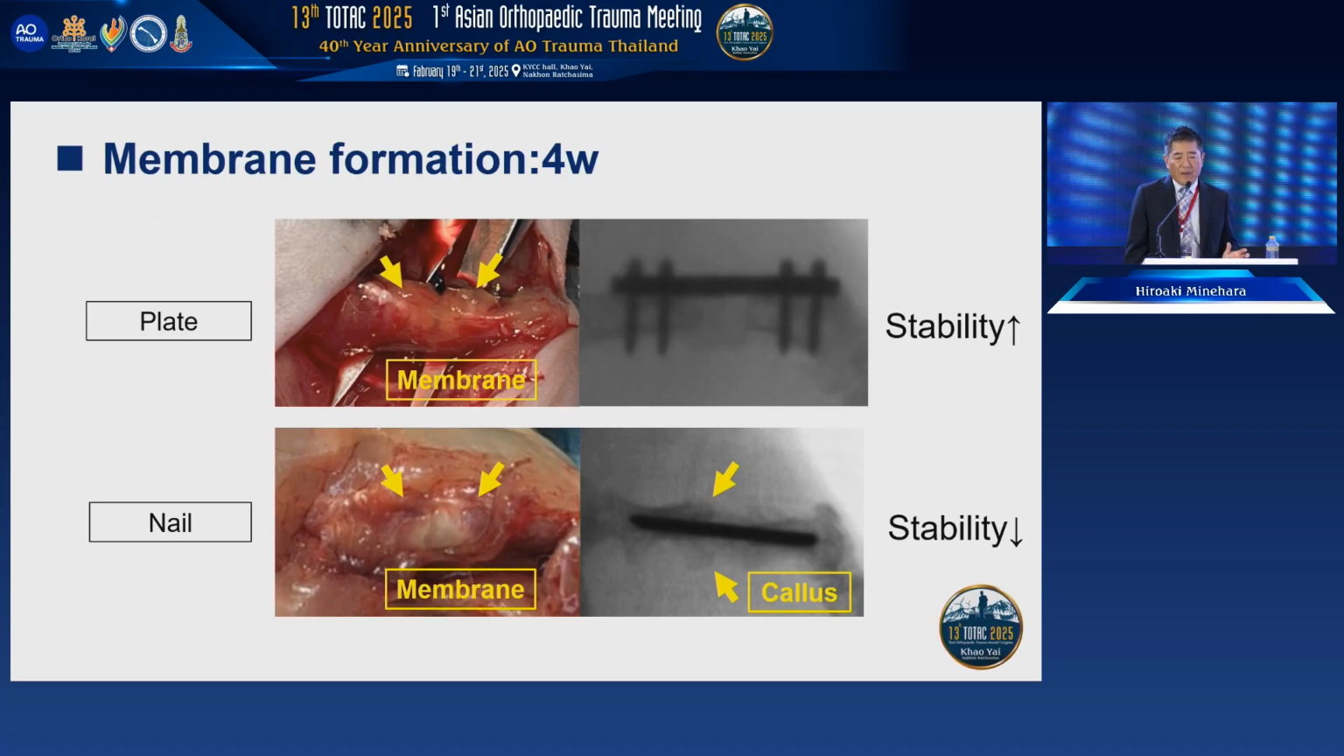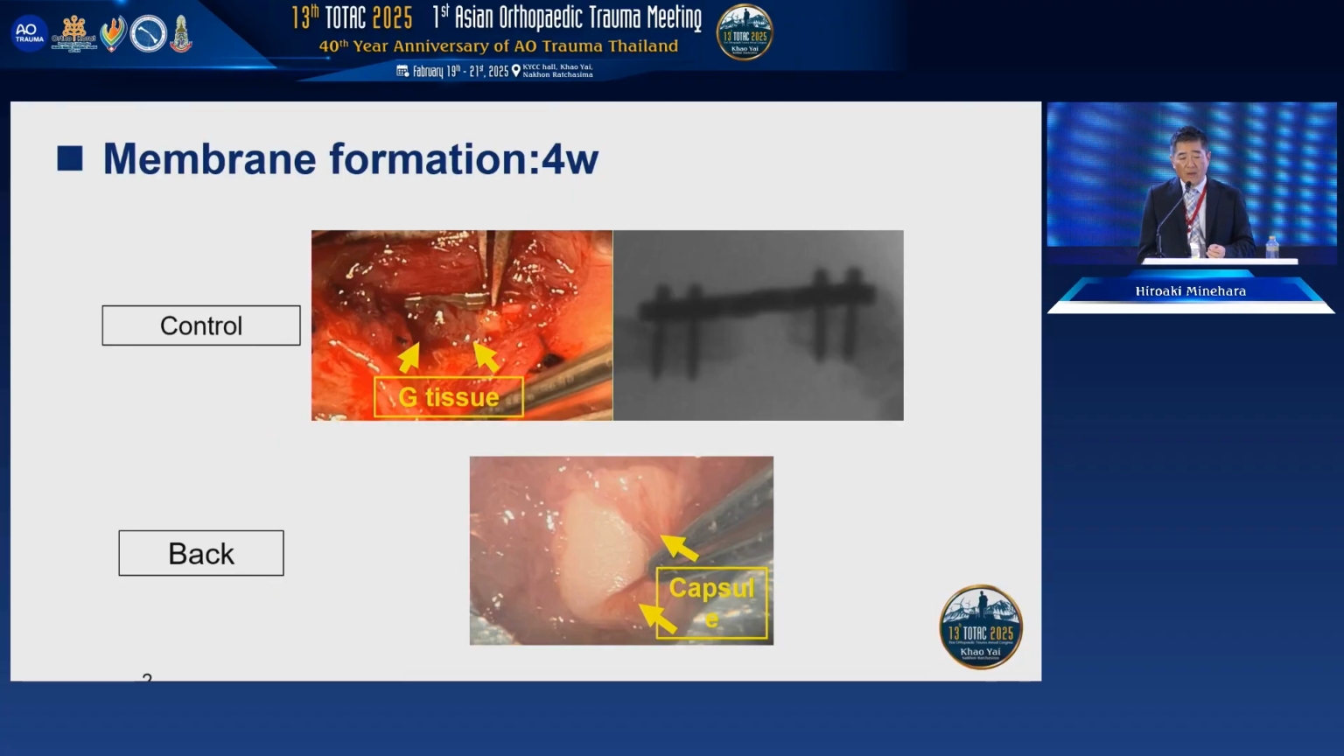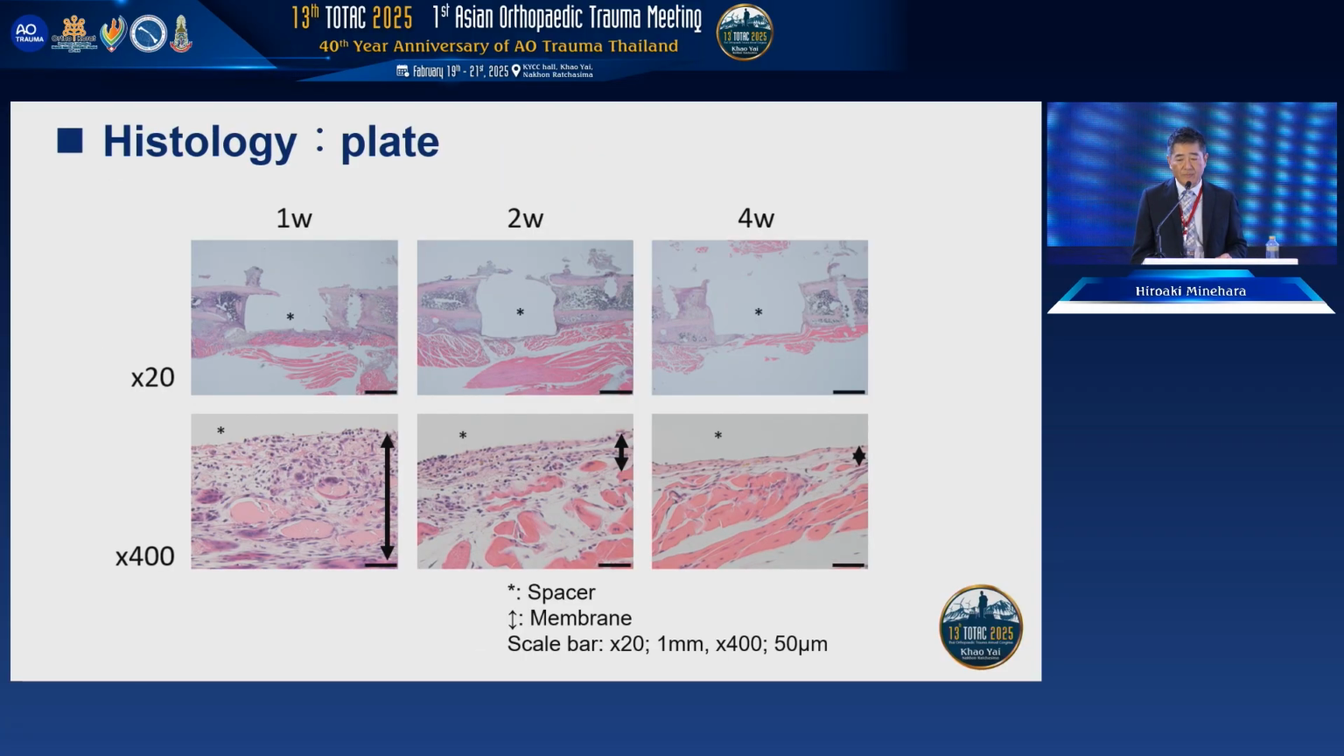So this is a membrane at 4 weeks. With the plate, you see more stability, and you see the thin membrane there. With the nail, less stability, you have a thicker membrane. On the X-ray, you can even see the callus formation. In the control group, you see granulation tissue in between the fracture fragments. And also in the bag group, you'll see the capsule there, like a foreign body reaction.